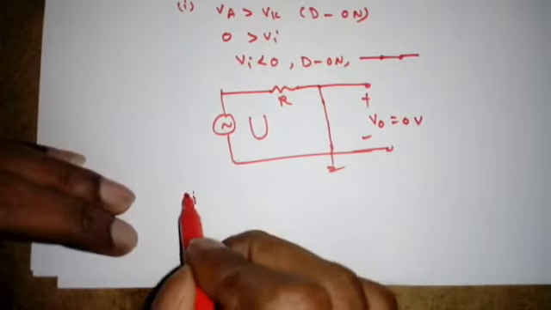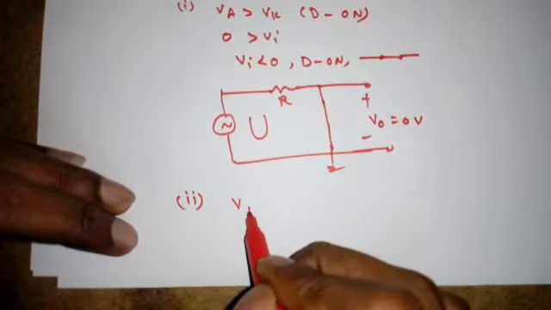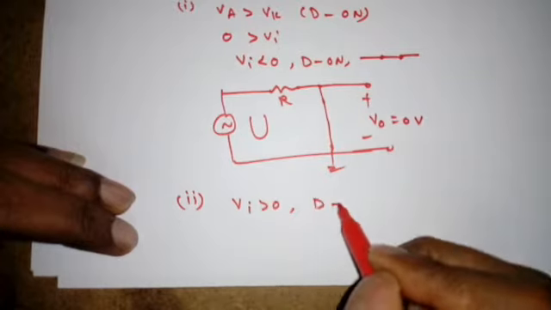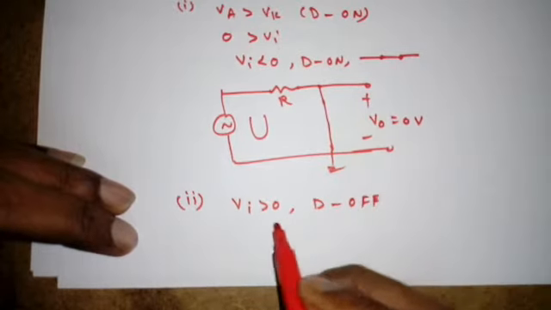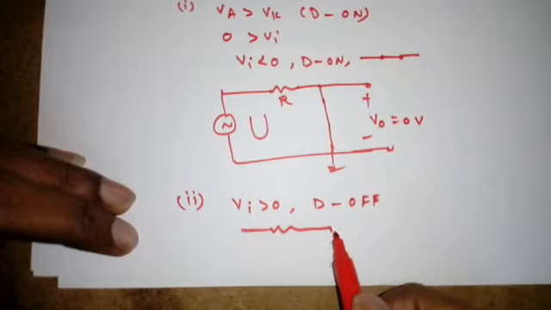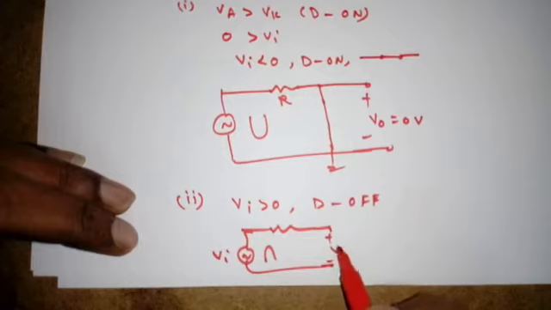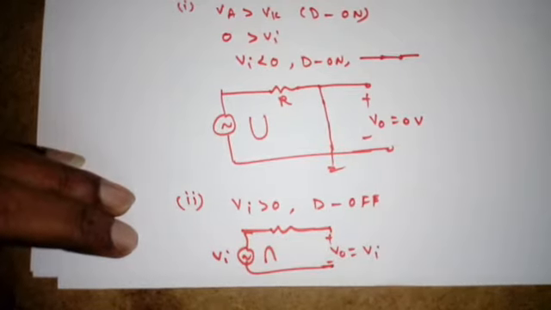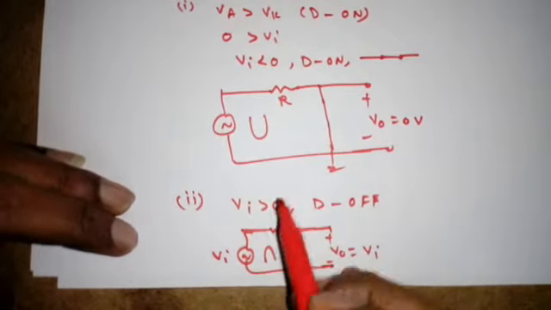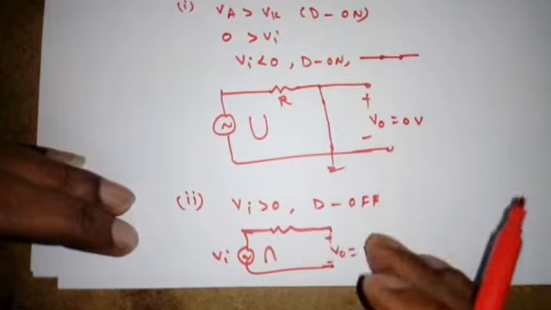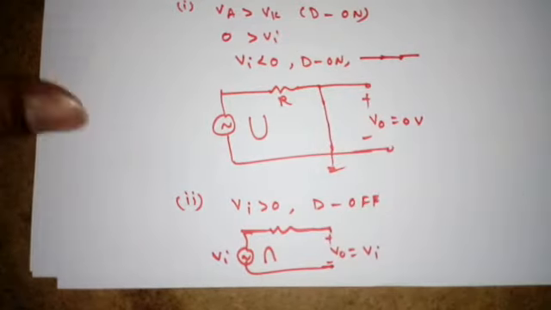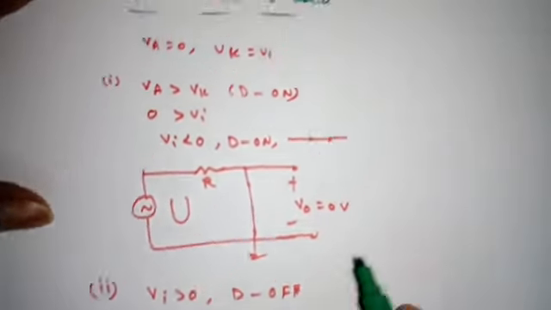Now the second condition, the opposite, when VI is greater than 0, diode D will be off. So when it is off, it is open circuit, so I am applying the positive half cycle, this is VA. So what is V0? Simply VI, right. So it is allowing the positive half cycles, and clipping or removing the negative half cycle.